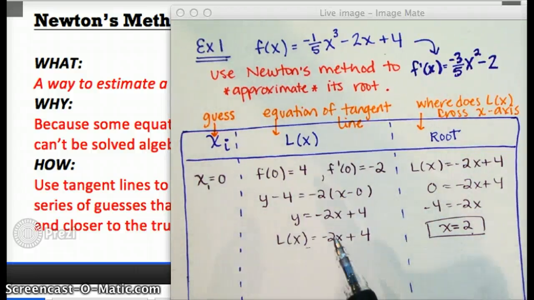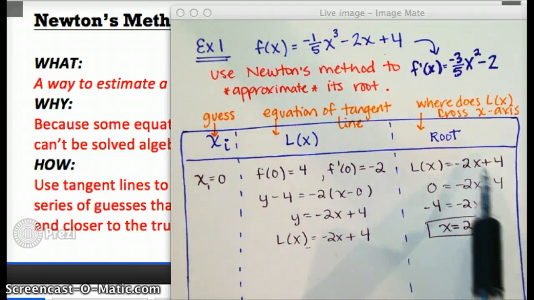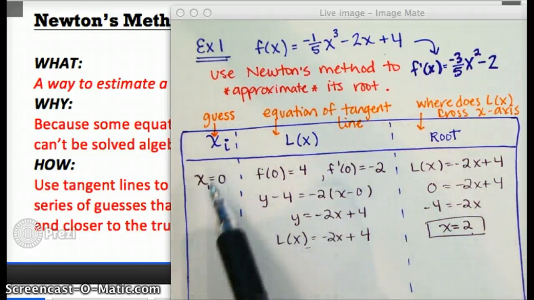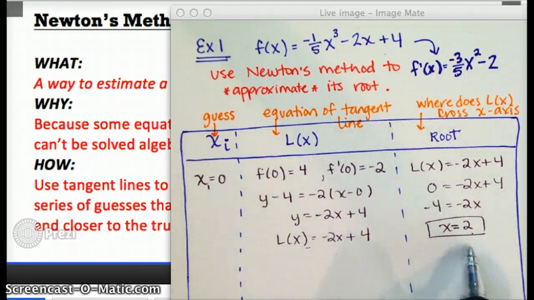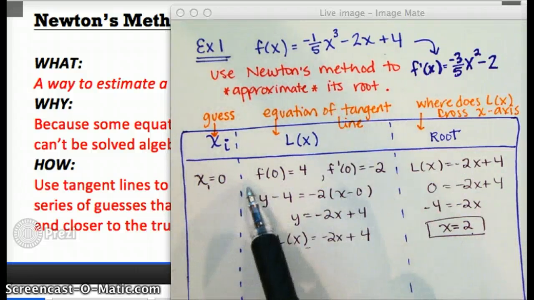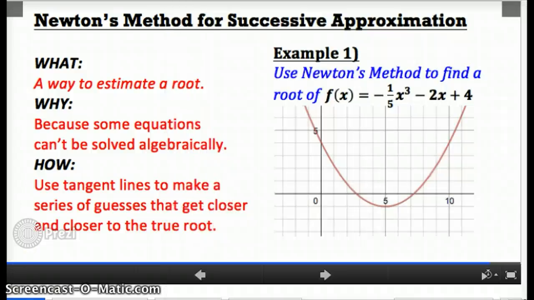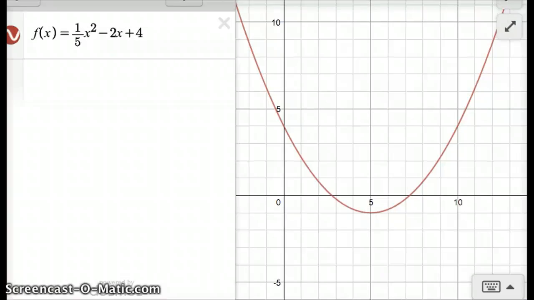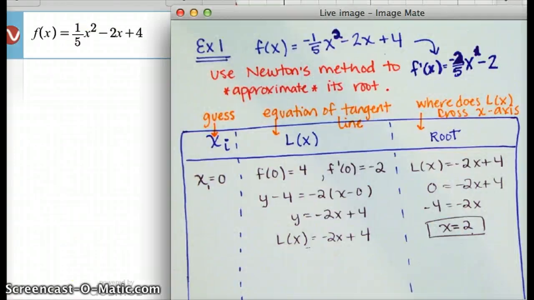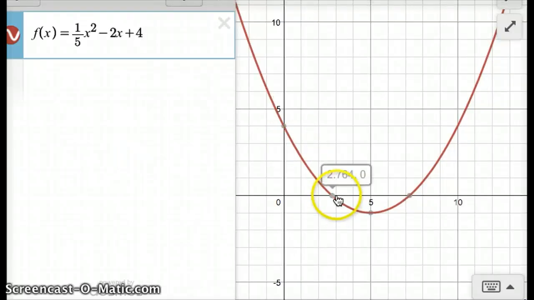So we're not done with the process. We're actually going to come back and do another step. But let's take a pause for a second to see why Newton realized that 2 has to be closer to the real root than 0. So if you remember from earlier, this is what our function looks like. We started Newton's method by guessing that the root would be at 0. Clearly, it's not. The root's somewhere over here.